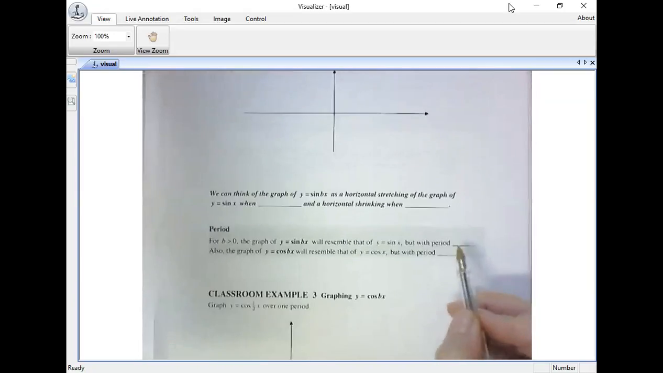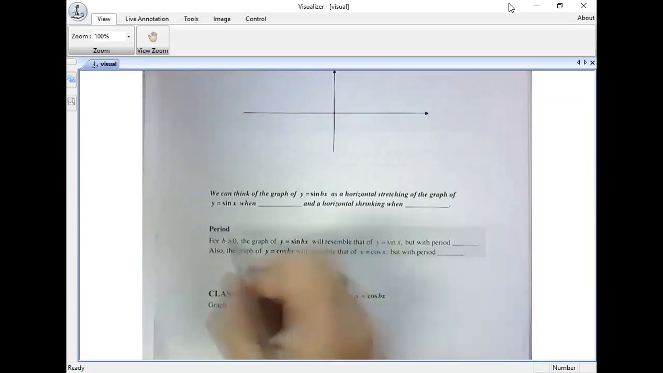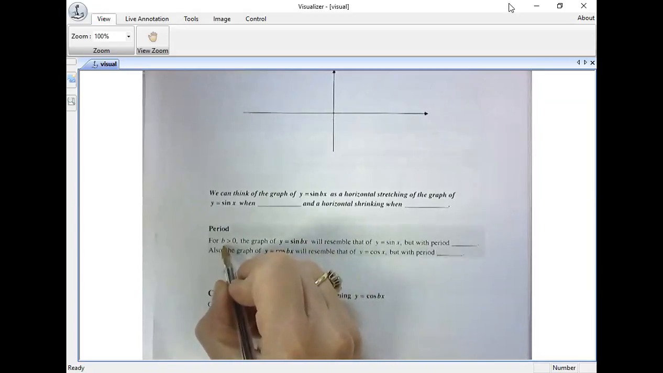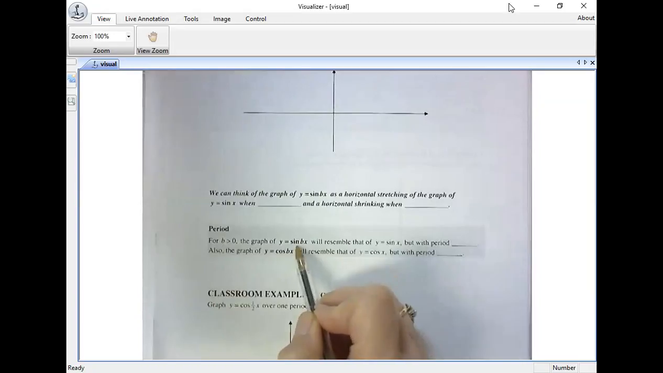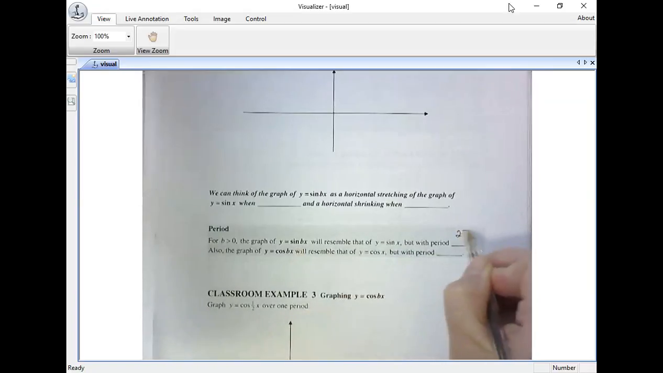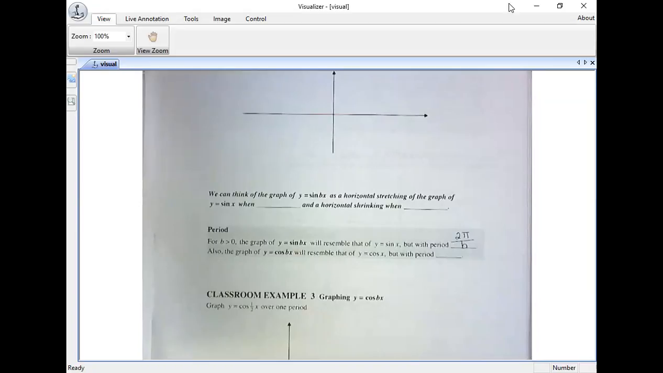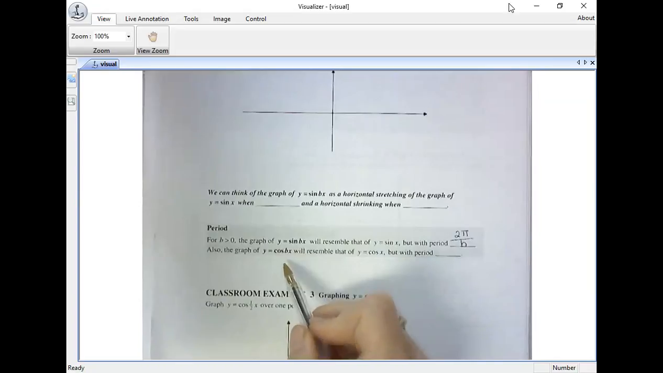So if you have some value of B, which is a positive number, then your graph is going to be the same as the original sine graph, but here's how your period changes. A normal period is 2 pi, right? Divide it by whatever B is, and that will give us the new period. Same thing is true with cosine. We would just take 2 pi divided by B to get our new period. All right, so does that make sense?